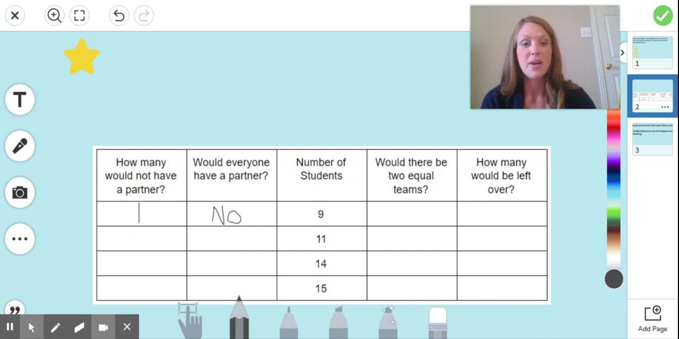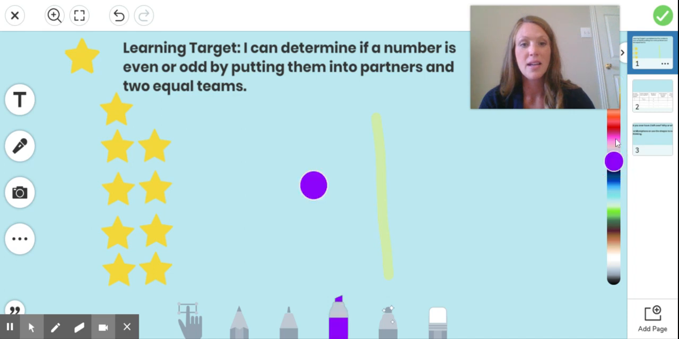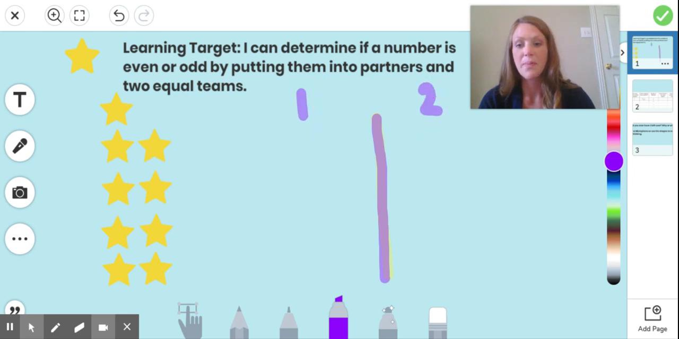Now we're going to fill out this part of our chart. Can we make 2 equal teams? So using my work template on page 1, I'm going to draw a line to represent team 1. Here, let me draw it purple. Okay, this side is going to represent team 1, and this side will represent team 2. So now let's take our 9 students and put them into 2 equal teams. What do you think is going to happen?